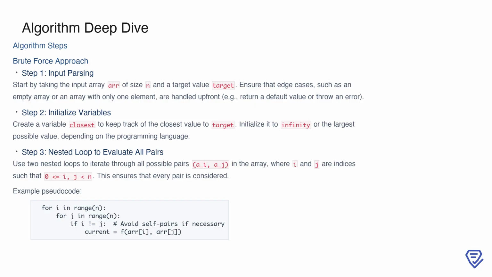Next, we use two nested loops to iterate over all possible pairs of elements in the array. These loops ensure that every combination of elements is considered. For instance, in Python, we might use two for loops where we compute the pair a_i, a_j, and we can add a condition to exclude self-pairs if necessary. This gives us a complete enumeration of all possible input pairs for the function.